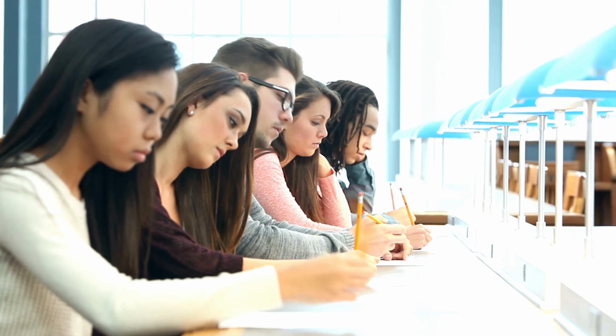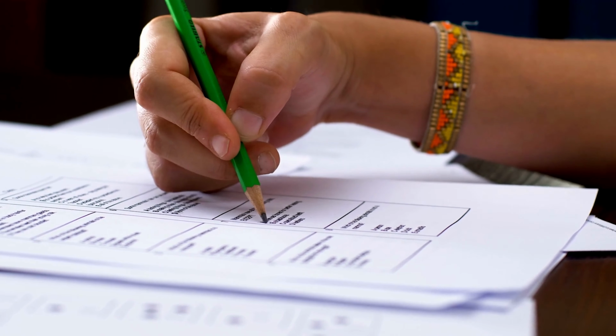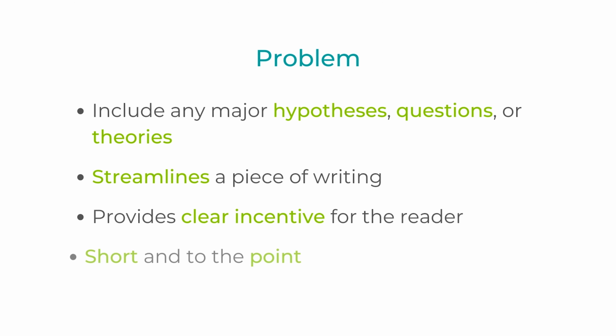The APA-style guidelines suggest that this statement, which is ideally one sentence, as shown in our example, on the problem include any major hypothesis, questions, or theories you're investigating. This initial focus on a problem and the introduction of a work can not only streamline a piece of writing, but also provide a clear reason for the reader to read it. Notice how this first sentence is fairly short, sweet, and to the point.